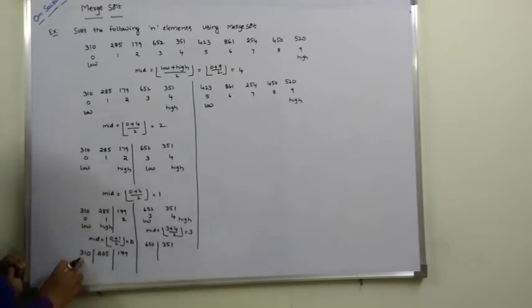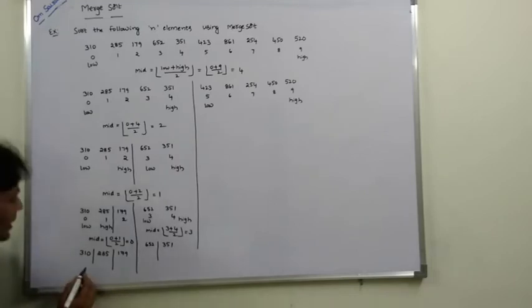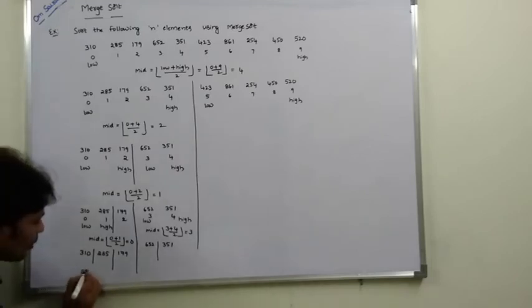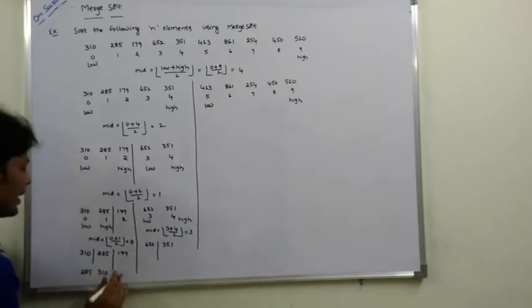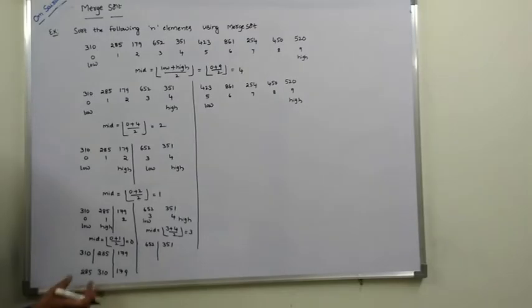So here the first sublist contains 310. So a single element cannot be sorted. Now this element is combined with this element. So then we have to put them in sorted order. So that is 285, 310. Okay. So this is the first sublist. Next. So this is the first sublist, 285, 310.